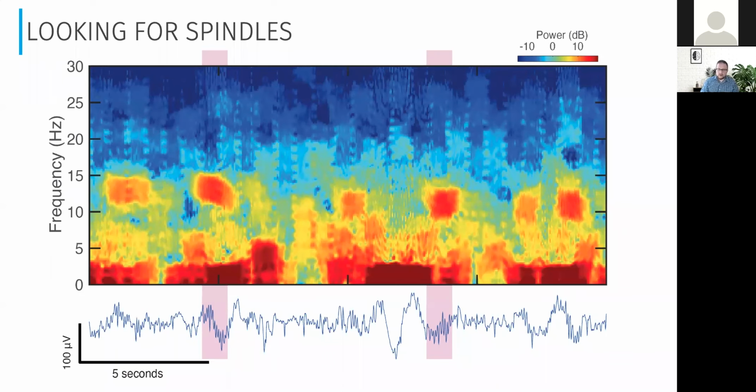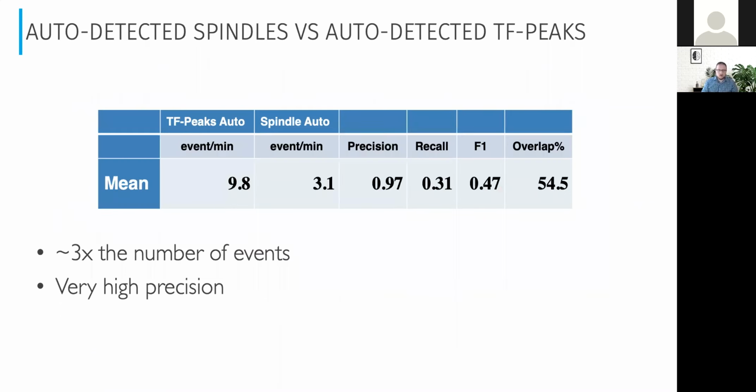So this is a subject of a paper that we just had accepted in Sleep and should be coming out soon, where we show that if you look for these time frequency peaks, instead of looking at traditional time domain spindles, not only do you have 3 times the number of events at least that you observe, you do a really good job of being able to detect them.